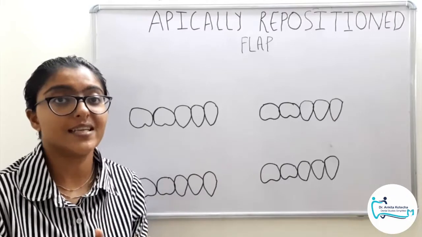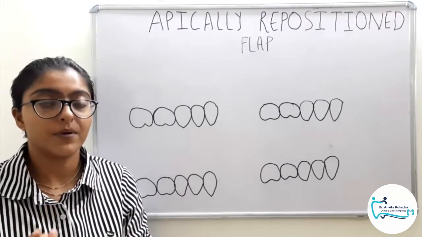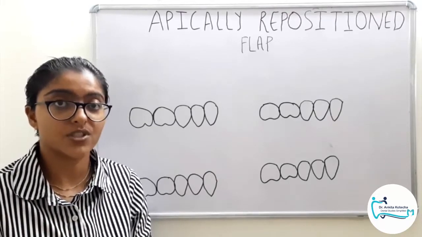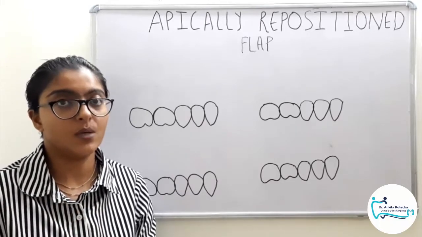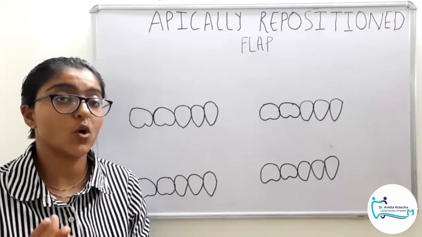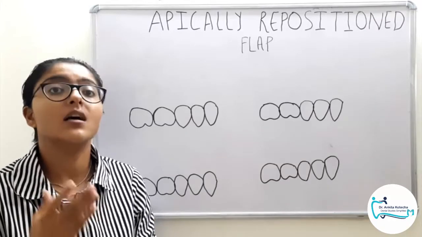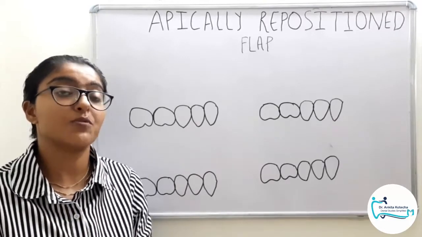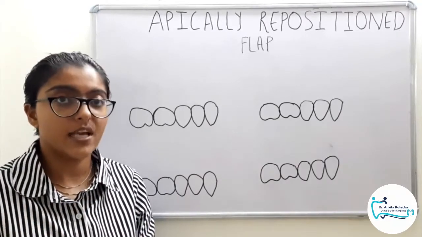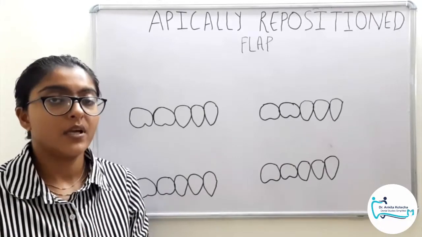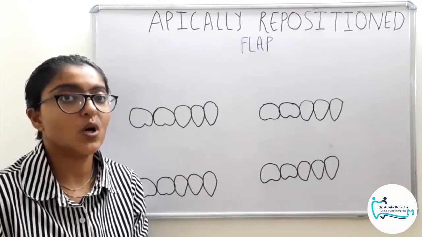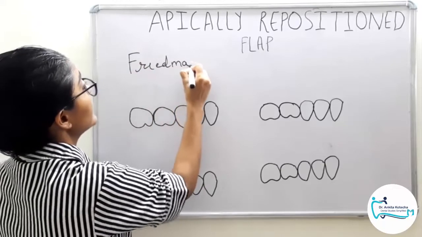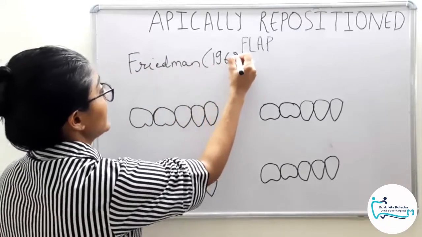So he renamed this technique as apically repositioned flap. He emphasized the fact that it's not just gingiva that is apically repositioned but also the alveolar mucosa. So the entire mucogingival complex comprising of mainly gingiva and the alveolar mucosa both are apically repositioned and hence he renamed this technique, which was earlier called repositioning of gingiva, as apically repositioned flap, and he gave the entire technique. So ultimately this technique is given by Friedman in the year 1962 along with the entire technique.